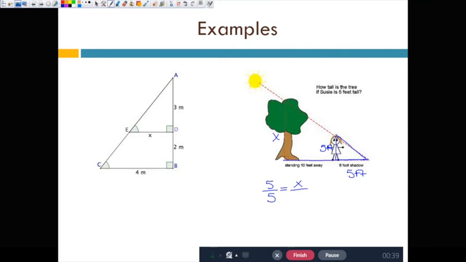Then our base here is going to be 10 plus 5, which would be 15. So then I'm going to cross multiply 5 times x and get 5x, and 5 times 15 and get 75. Then we're going to divide by 5, so x is going to equal 15 feet.